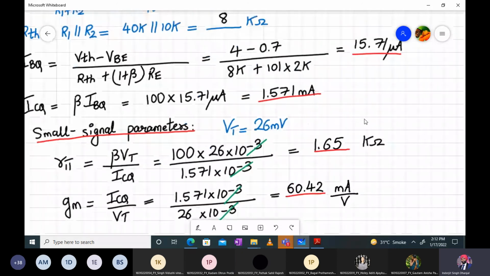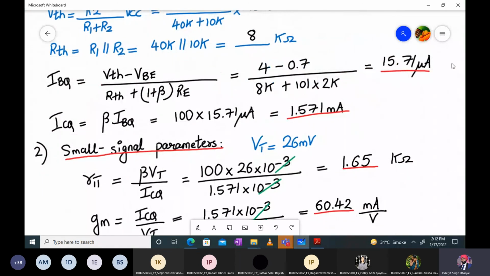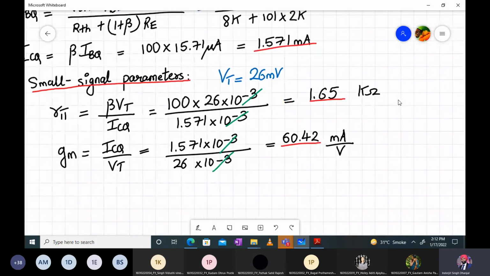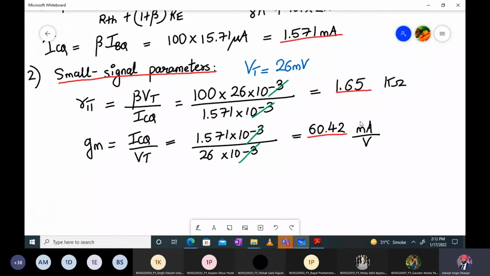I'm telling you the units. IBQ will always be in microamperes. If you're getting other than that, then it's wrong. ICQ will always be, 99% of the time, in milliamperes. R pi will always be in kilo ohms and gm will always be in milliampere per volt. Please write the units properly and use this technique.